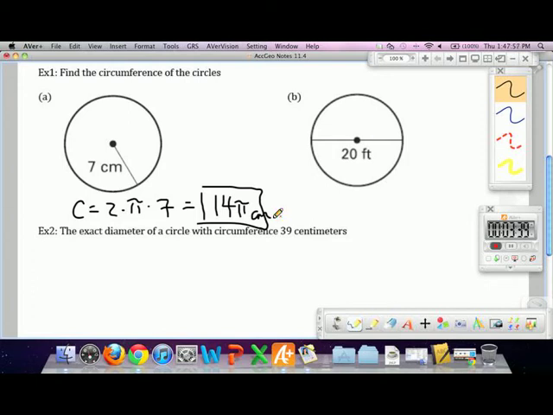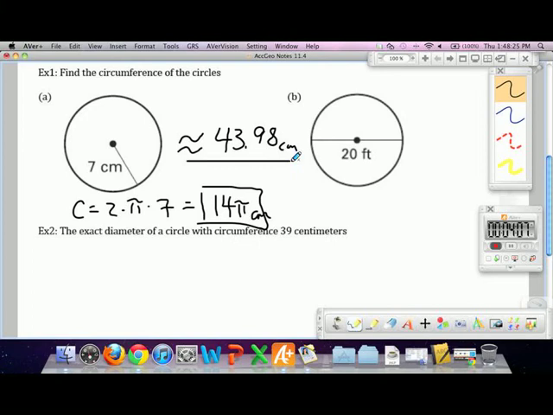Yeah, so it's a lot easier to get a feel for how big this number is if you find the decimal approximation. So if you take your calculator and do 14 times pi, we can get an approximate answer, which is approximately, did someone do this? So an approximate answer for the circumference of this would be approximately 43.98 centimeters.